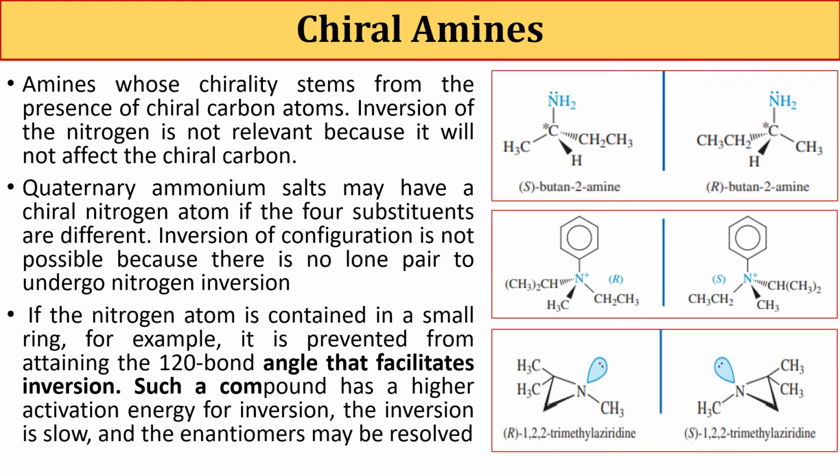Another point is amines that cannot attain the sp2 hybrid transition state for nitrogen inversion. If the nitrogen atom is contained in a small ring, for example, it is prevented from attaining the 120-degree bond angle that facilitates inversion. Such a compound has a higher activation energy for inversion. The inversion is slow and the enantiomers may be resolved. Chiral aziridines, three-membered rings containing a nitrogen, often may be resolved into the enantiomers.